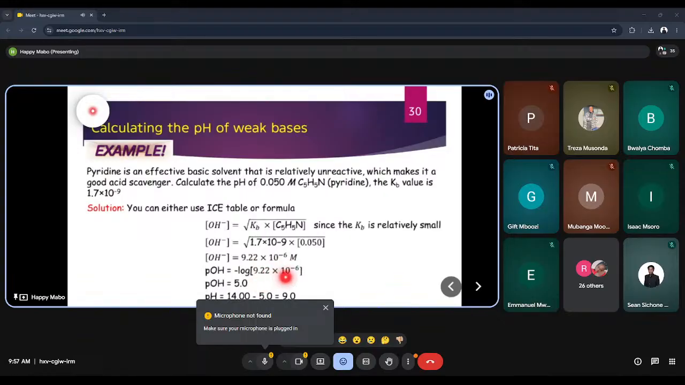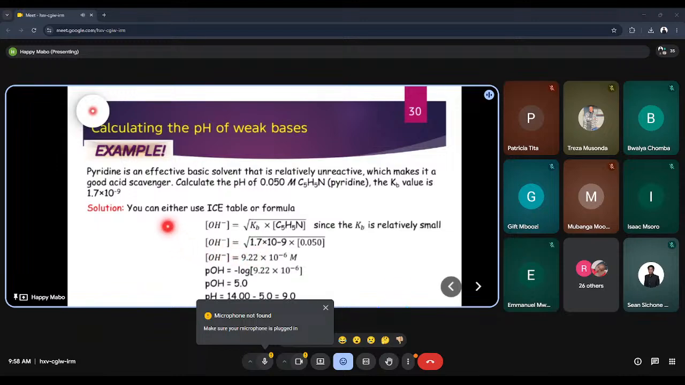You find the value of pOH. Then using the value of pOH, you remember the relationship between pKw, pH and pOH, where the pKw value of 14.00 is equal to pH plus pOH. So the difference between 14 and 5.0 is equal to 9, which is characteristic of the pH of a weak base, such as pyridine.